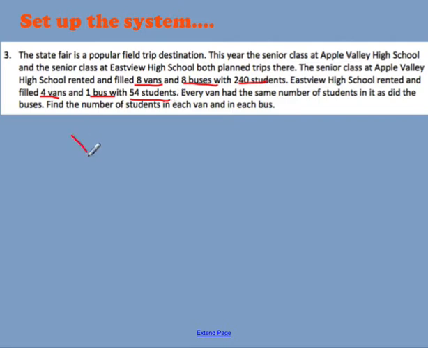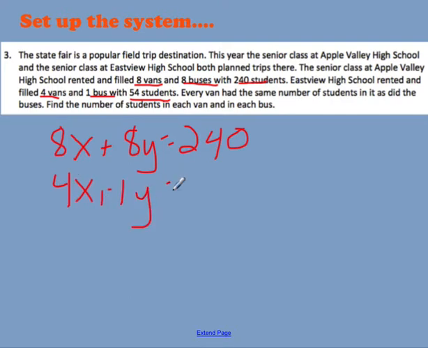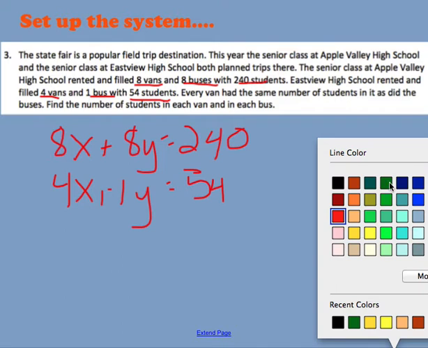So for every X number of students in the van, we had 8 of them. And then we had 8 buses with Y number of students, and that needed to total 240. So that represents our Apple Valley. So now for Eastview, they have X number of students in each van and 4 vans, and they had 1 bus with Y number of students, and that is equal to 54. So we're going to go ahead and solve this by substitution.